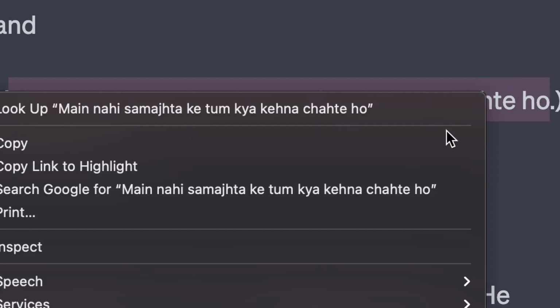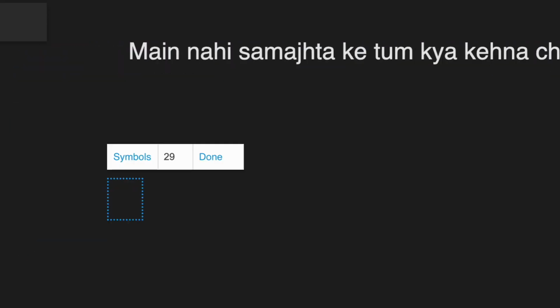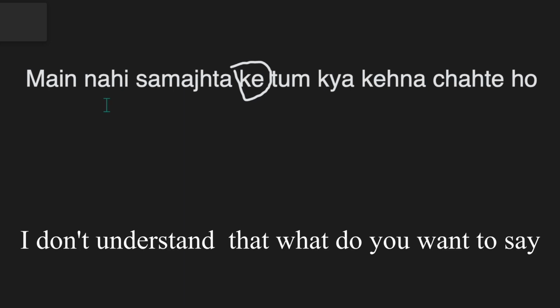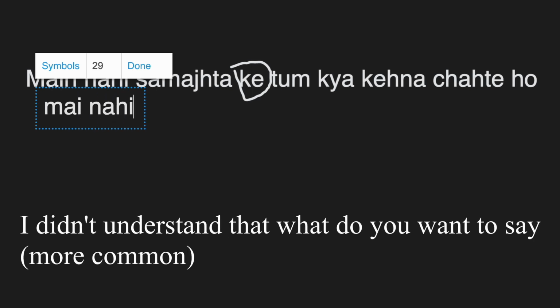Let's copy it and paste it on our whiteboard. Okay, so here this is the sentence. मैं नहीं समझता कि तुम क्या कहना चाहते हो. Okay, so ke here is a conjunction. The English translation is fine on its own, but it's not very common when you say it. Instead of this, you can say मैं नहीं समझा. I didn't understand. मैं नहीं समझा. Didn't understand.